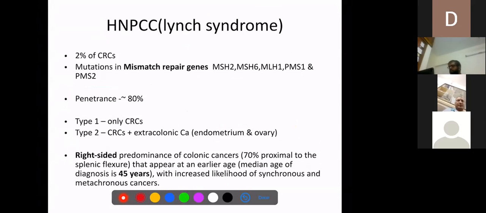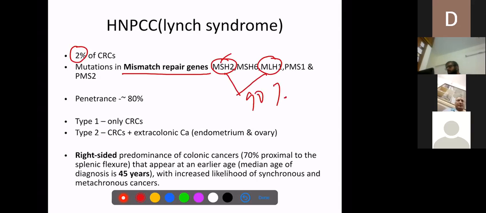Next is Lynch syndrome. It constitutes only 2% of colorectal cancers. Mismatch repair genes you should be aware of: MSH2 and MLH1 contribute to more than 90% of the mutations. Other mutations in PMS1 and MSH6 can occur. Penetrance is 80%, which means out of 100 positive patients, only 80 will develop the syndrome.